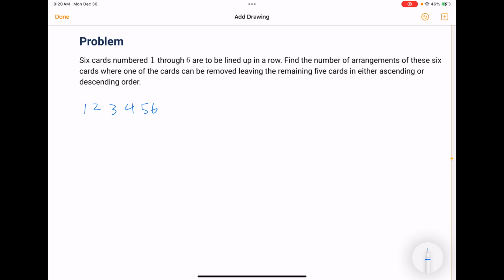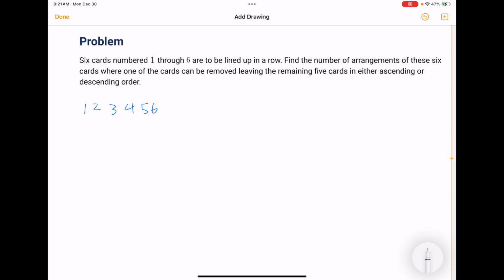So we must first realize that there are many ways to do this, but the first step is to realize that the number of arrangements going in ascending order is the same as the number of arrangements going in descending order. So all you have to do is find the number of arrangements going in ascending order, and then we can just multiply that by 2 to get both ascending and descending. So first, we can start off by finding the number of arrangements in ascending order.